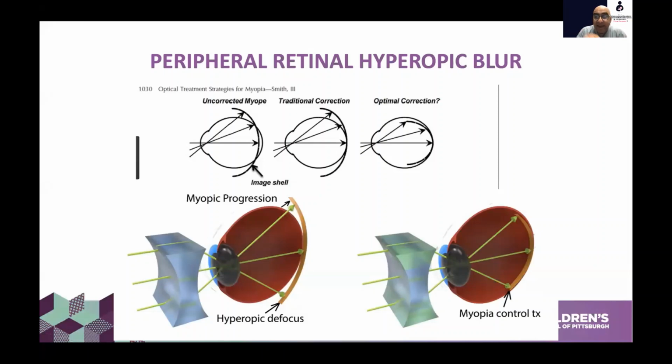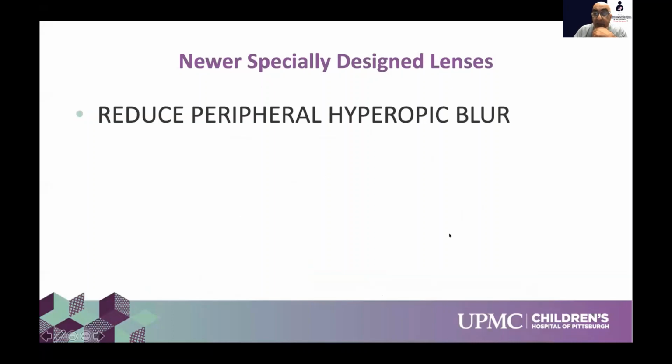It turns out that it's your peripheral retina that drives myopia between the ages of 8 and 16. So the eye tries to grow to try and catch the light. The longer it grows, the more myopic you become. So now we're making lenses that will stop that happening, and that's the picture that you see on the right. So there are newer specially designed lenses that reduce peripheral hyperopic blur.